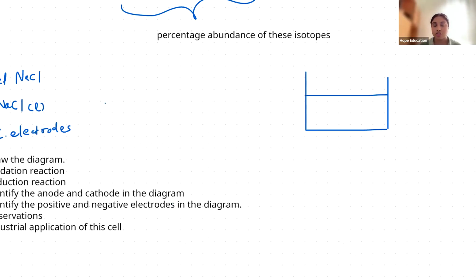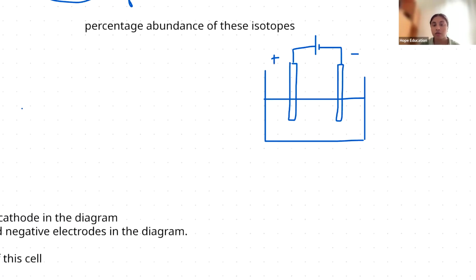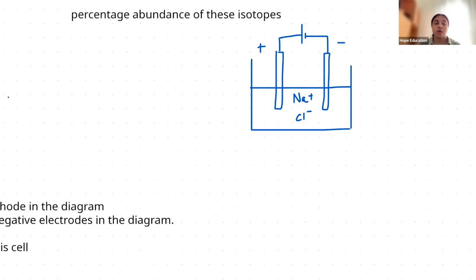We have carbon electrodes, and of course this is an electrolytic cell, so we have to connect it to a dry cell. So the electrode connected to the positive side of the dry cell is the positive electrode, and the one connected to the negative side is the negative electrode. This is fused sodium chloride, therefore the only ions present are Na plus and Cl minus. There is no water. So Cl minus is negative, so it will go to the positive electrode. Na plus is positive, so it will go to the negative electrode.